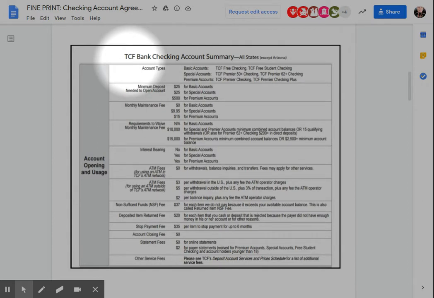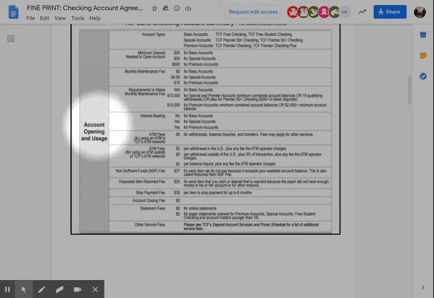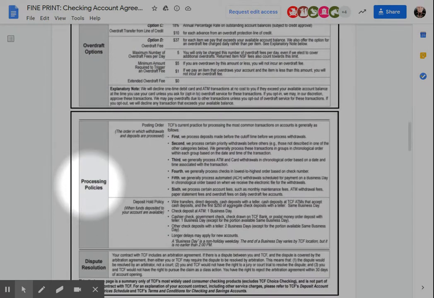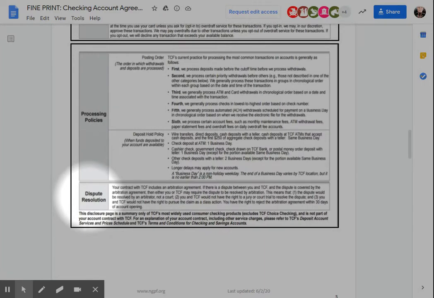This bank is called TCF Bank. So there are three different sections that we're going to be looking at. Section one is about the account and when you open it. So this is going to be the most important information. The next section is going to be about overdraft options. So we know what overdraft fees are. And then we're going to have a section about processing policies and what happens if we have a dispute and how we go about resolving those.